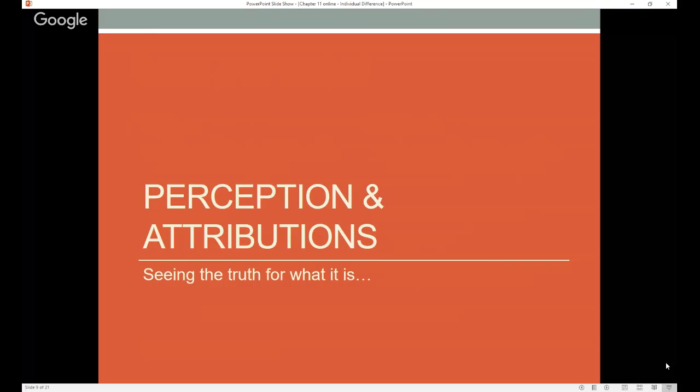Once you understand values and attitudes, the next thing to look at are perceptions and attributions, right? Perception is seeing the truth for what it is, or seeing the truth the way it presents to you. Really important to understand perception.